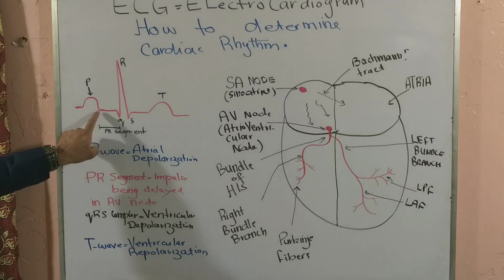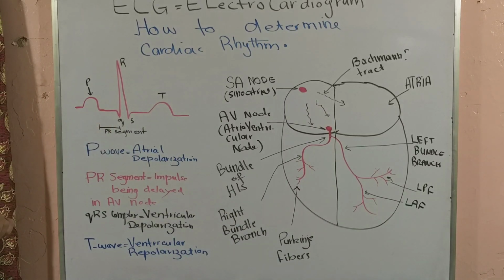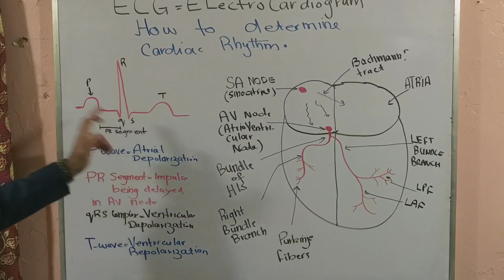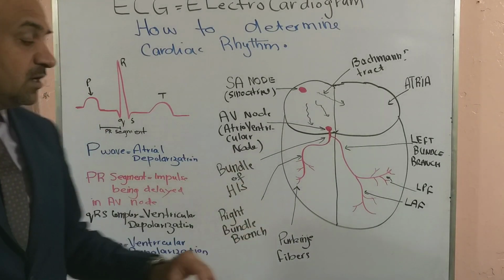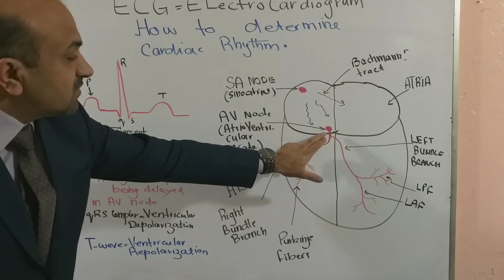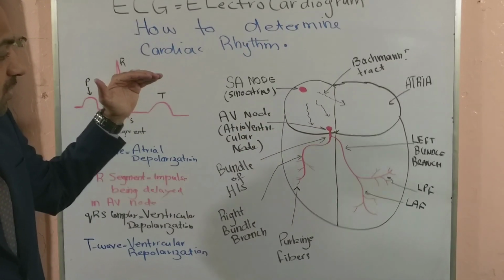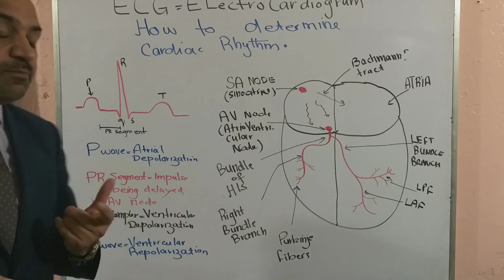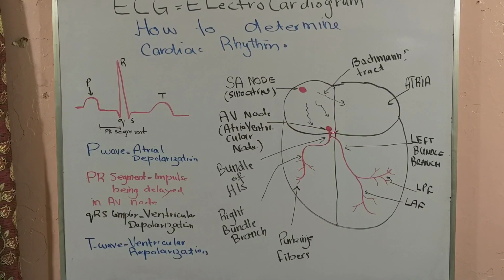The PR segment is from the end of the P wave to the start of the QRS complex, whereas the PR interval is from the start of the P wave to the start of the QRS complex. So there is a difference. The PR segment represents the time when the impulse passes through the AV node and is delayed for a very brief period of time. From here, it enters into the bundle of His, and it then speeds up through the right bundle branch and the left bundle branch, both its left posterior fascicle and left anterior fascicle.